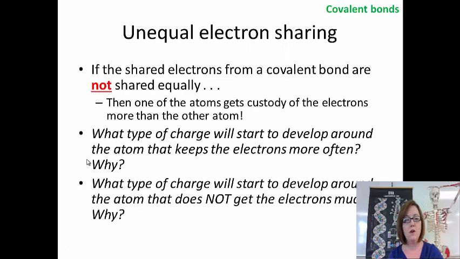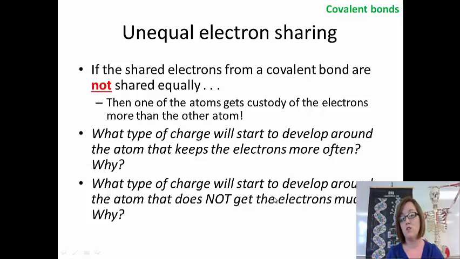So in that scenario, what type of charge is going to start to develop around that nitrogen, right? If nitrogen is pulling the electrons toward itself more often and the electrons have a negative charge, what kind of charge will develop around nitrogen? If you said negative, you're correct. Though the nitrogen does not end up with a full negative charge, it does end up with a partial negative charge.